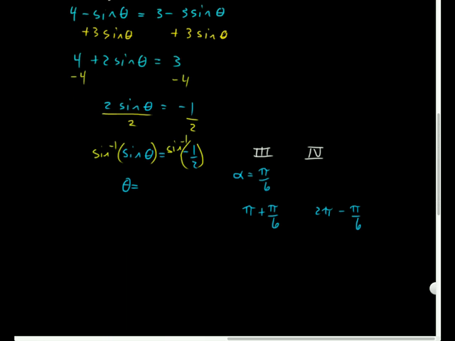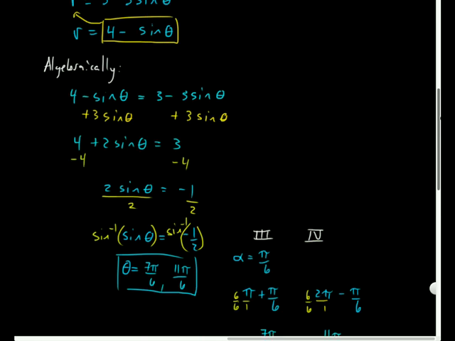And it looks like I'd have to do a little bit of common denominator work here. Multiply by 6 over 6. Here I'd have to multiply by 6 over 6. And I'll get 6 pi plus pi is 7 pi over 6. And over here this would be 12 pi minus pi, so that's 11 pi over 6. So theta is going to equal 7 pi over 6 or 11 pi over 6. So once again, like I said, it's possible to have multiple solutions.